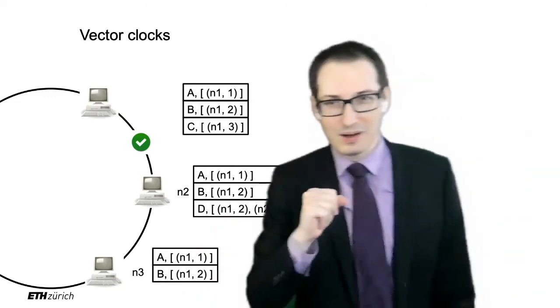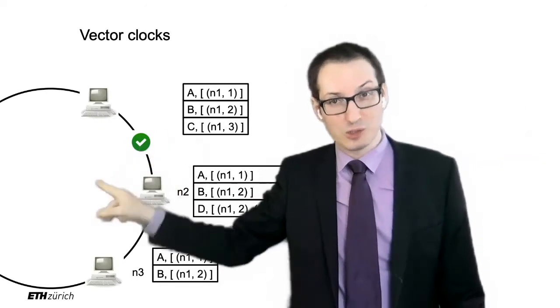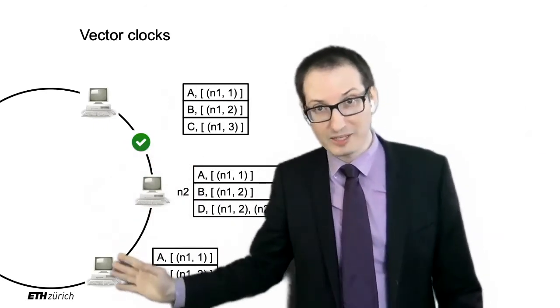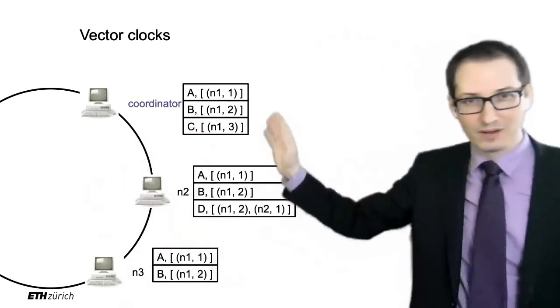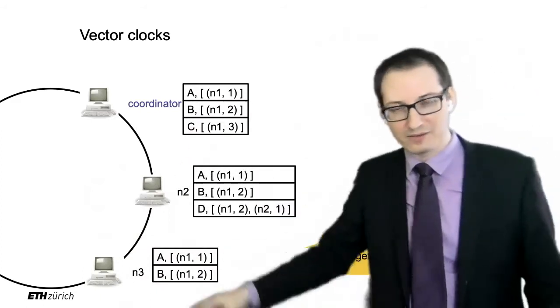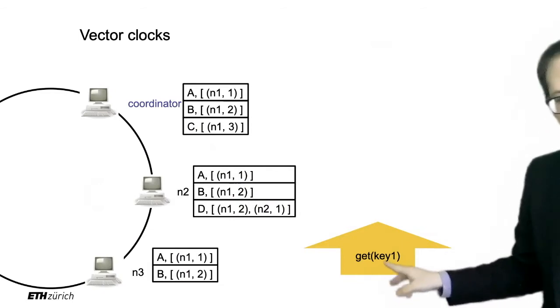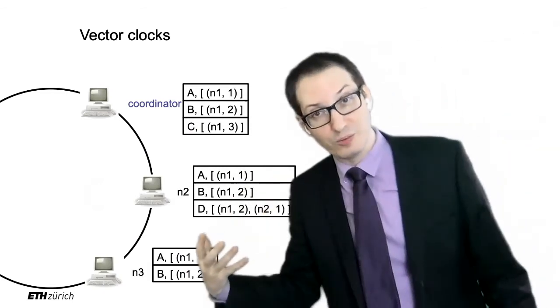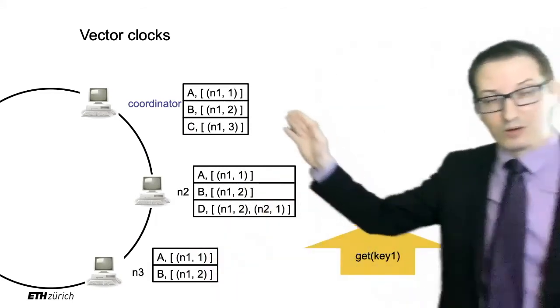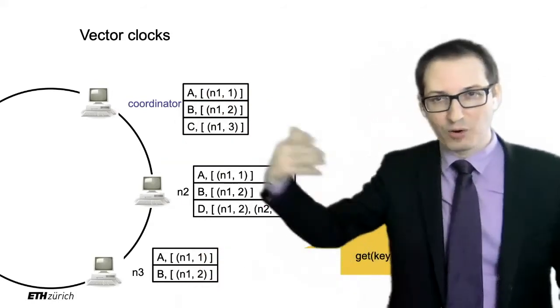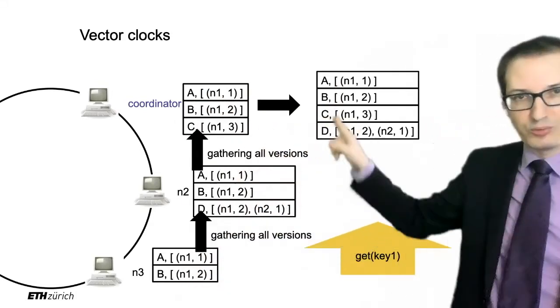Now, the network partition is resolved. It's all connected again. We can sync again, and we can then propagate again the changes, right? Which I'll do in a few slides. But what happens then when we get a new value of key one? Well, we ask N nodes, wait for R answers, and this is what we received.